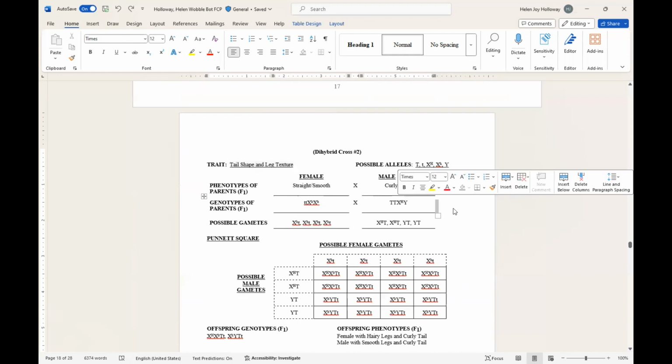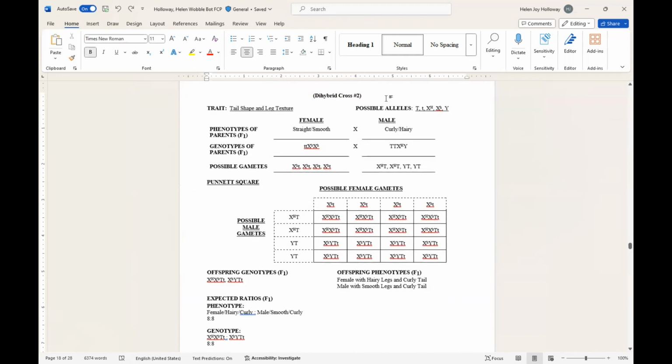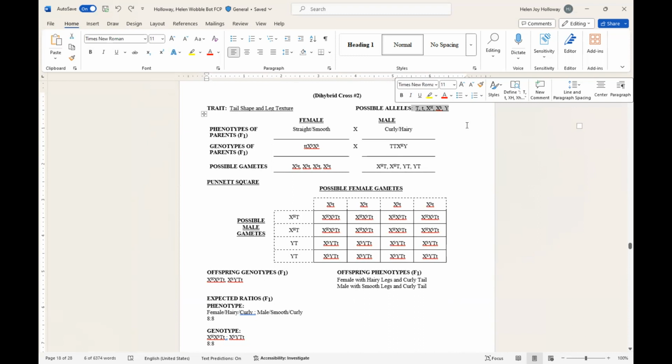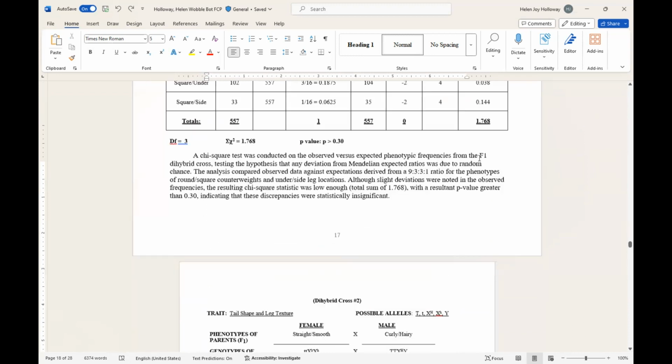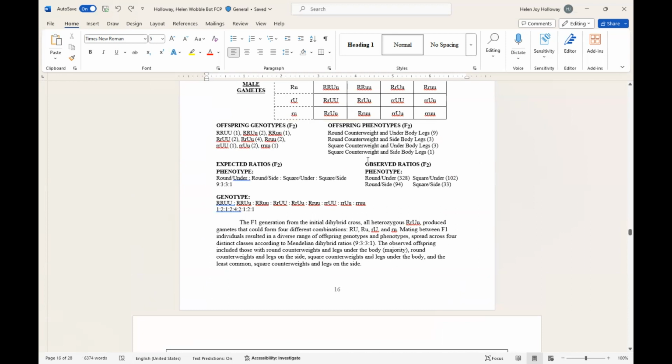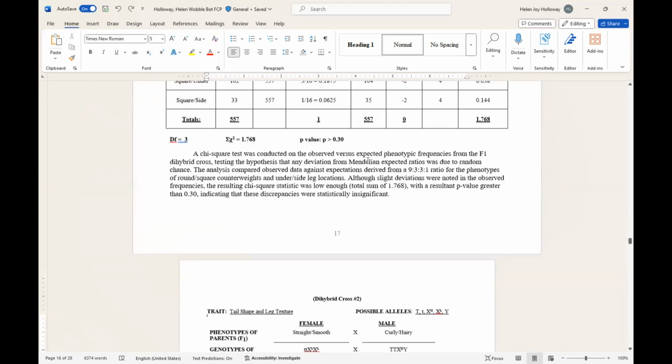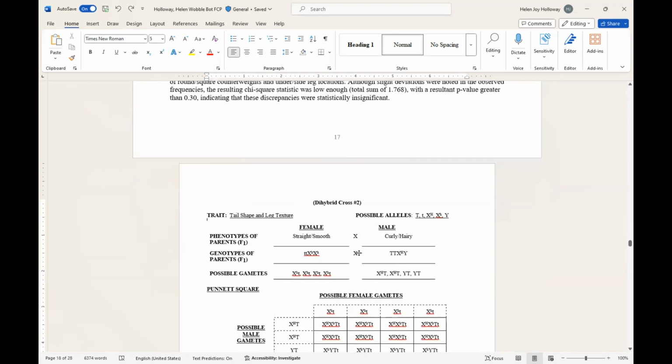So I didn't. I just frankly guessed which trait would be autosomal or sex linked, and it worked the first time. So the sex linked trait is leg texture. That's important. If you choose to go about it like this and you've done the autosomal cross, then obviously your chi-square test will be rejected.